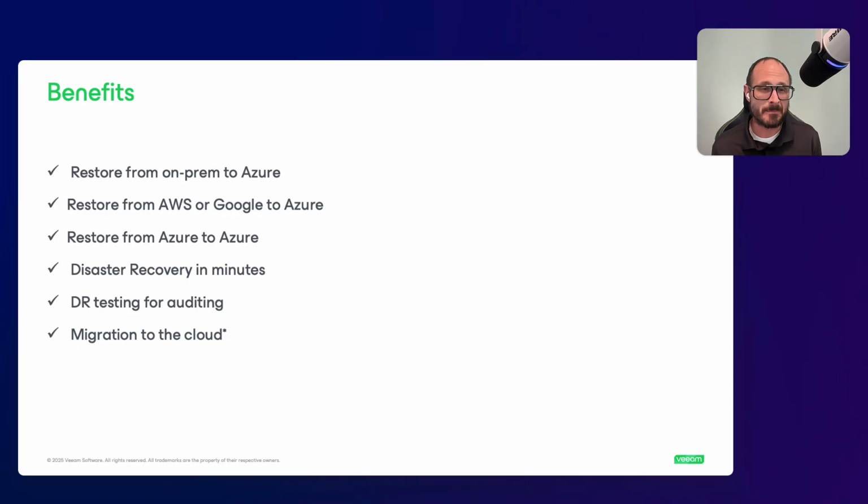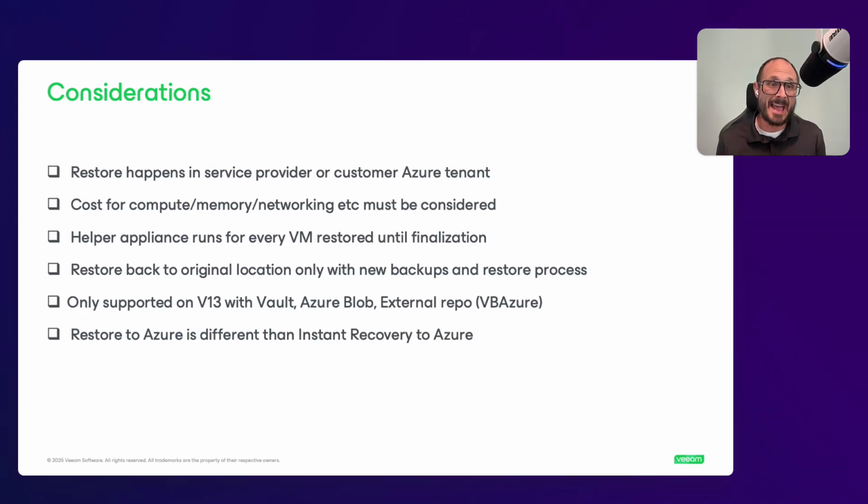Now, I will say that for migrating to the cloud, you may just want to use restore to Azure versus instant restore to Azure. And we'll talk about that just a little, but first let's talk about some considerations. Restores happen in the service provider or the customer's Azure tenant. So this is not a Veeam Azure service. All we're doing is migrating the data into your subscription, your tenant of choice. So that's of course going to come with some costs outside of Veeam. So that's compute, memory, networking.